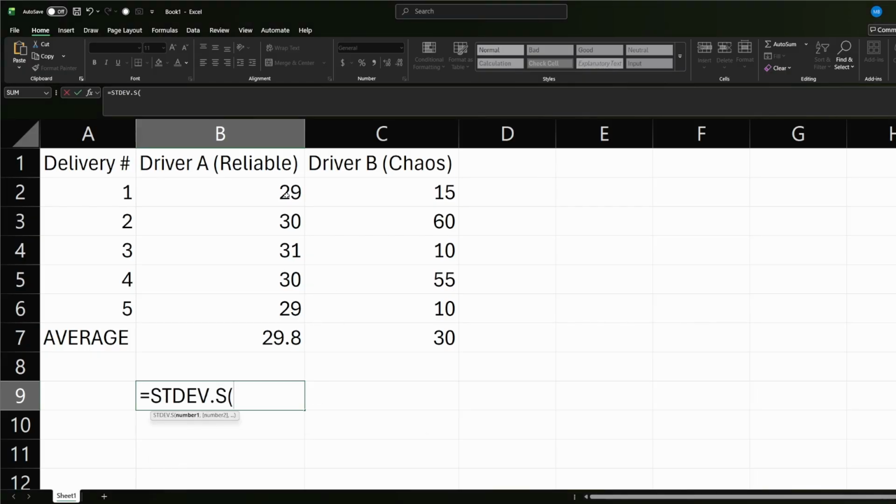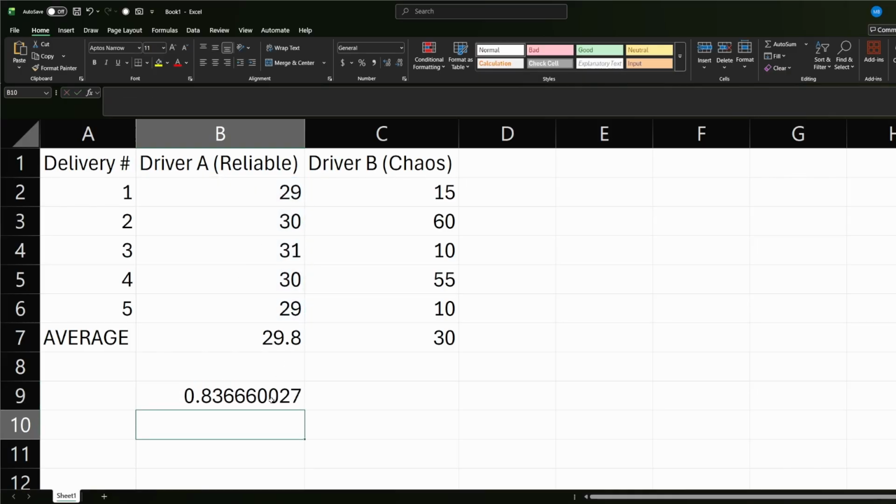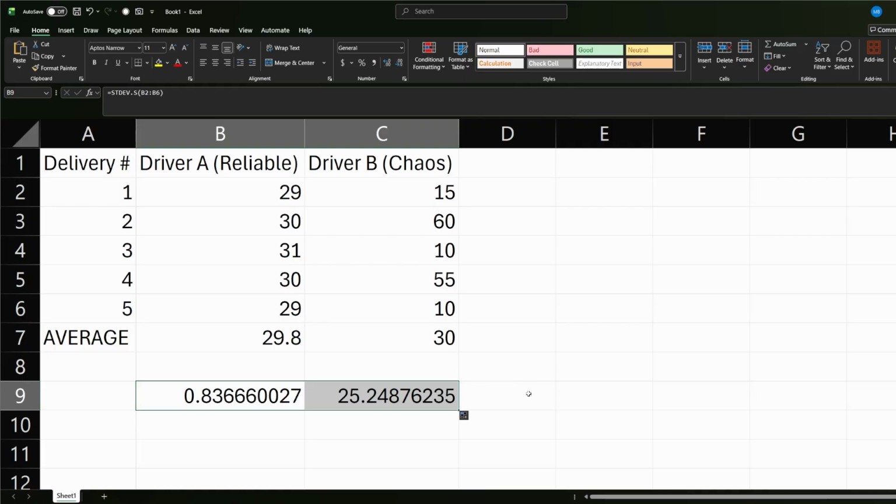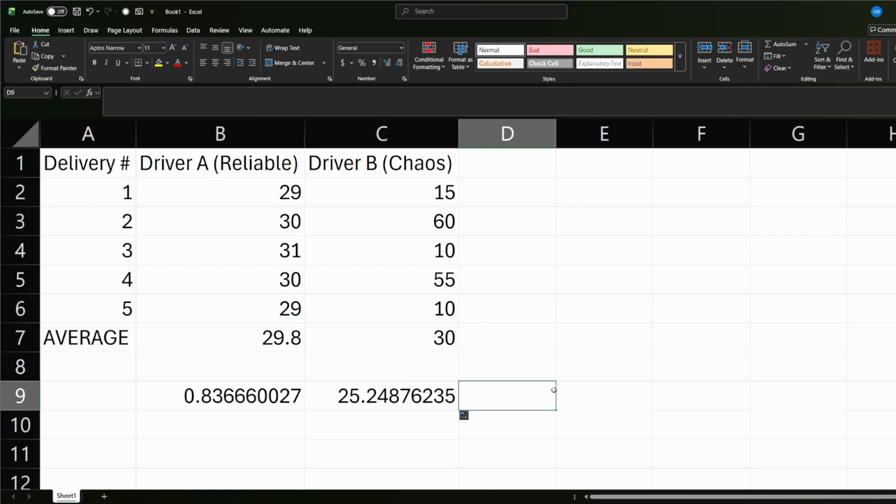This is just a sample size of driver A and driver B's individual deliveries. So go ahead and click enter, and notice how we have 0.8366, which means that they're pretty consistent. They might be 0.83 minutes ahead of time, or they might be behind 0.83 minutes. Now let's go ahead and look at driver B. Driver B, notice how theirs is 25.24, which means they could be early 25.24 or they could be late 25.24 minutes.